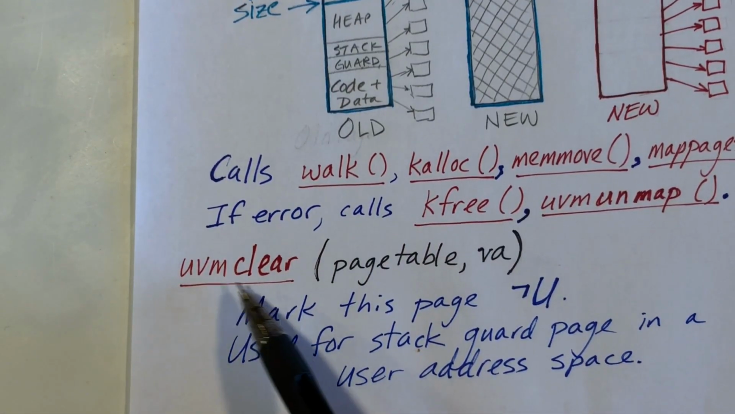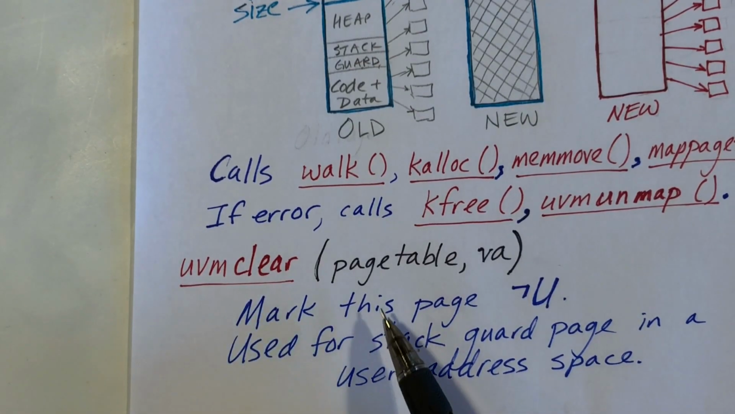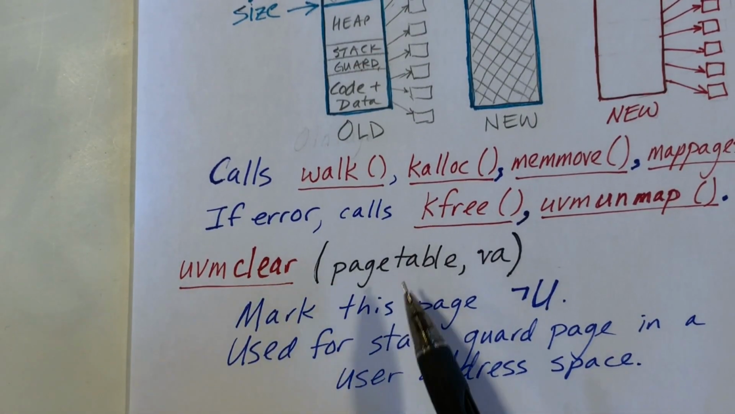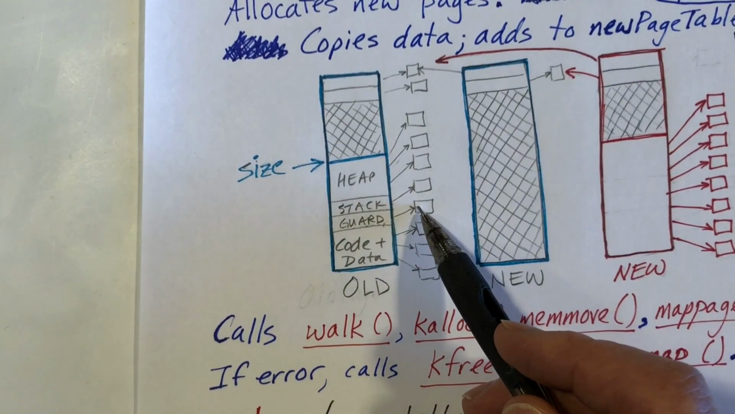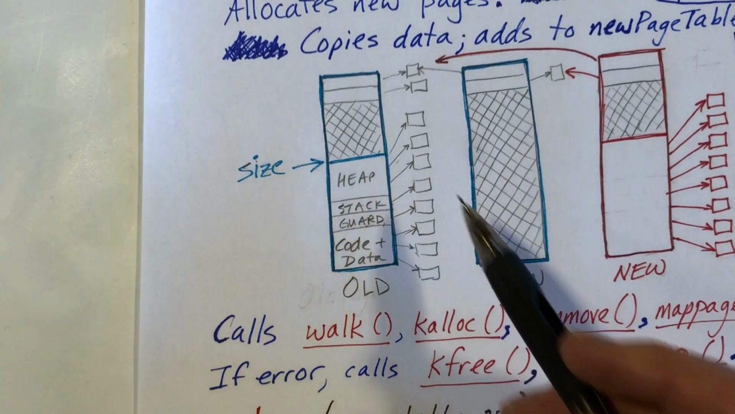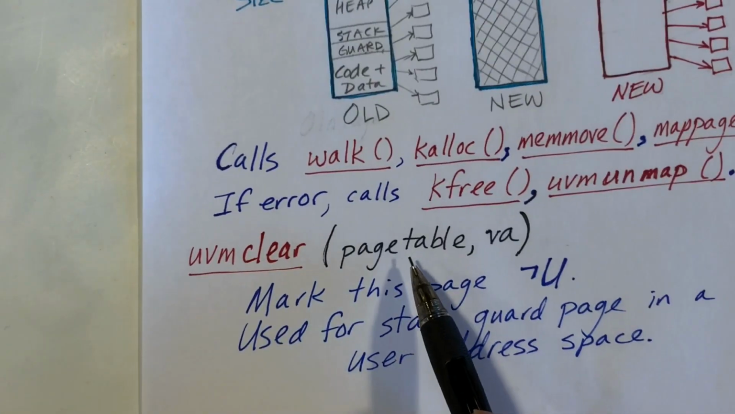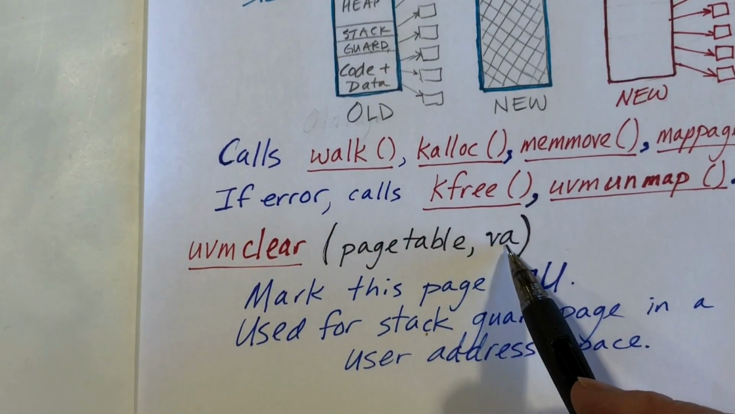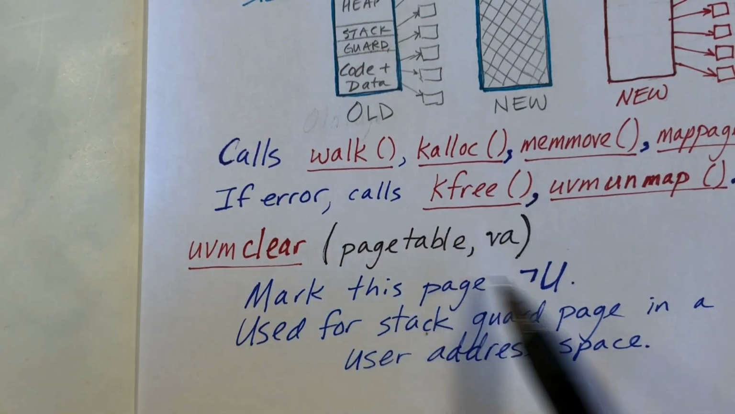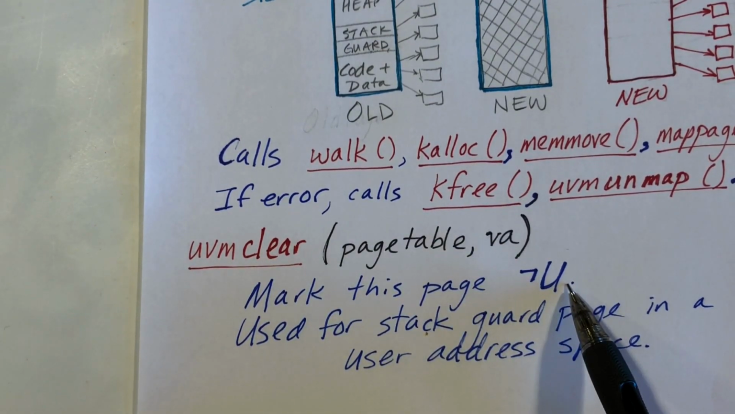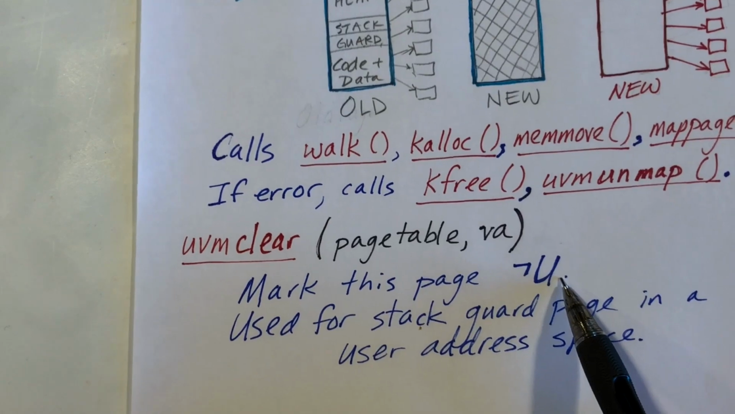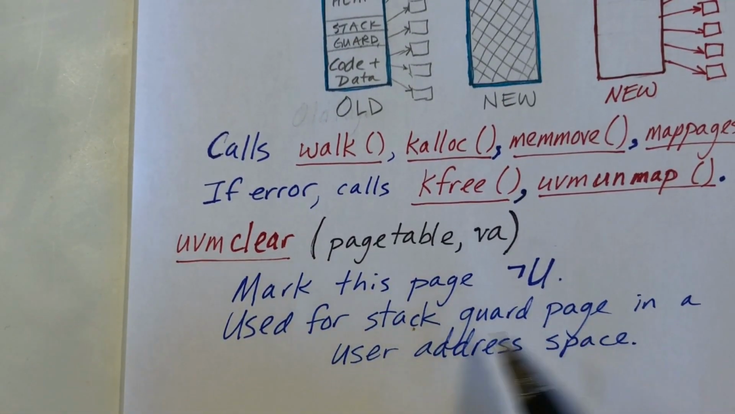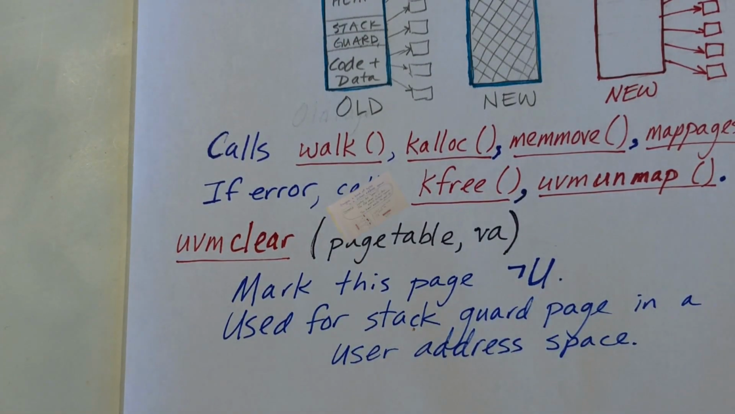Next, let's look at uvmclear. And this is used only to mark the guard page as not accessible in user mode. That's the only place this is used. So it's passed the pointer to the page table and the virtual address of the guard page, and it will mark that page by clearing the U bit in the page table entry. And as I said, it's used for marking the stack's guard page in a user address space.